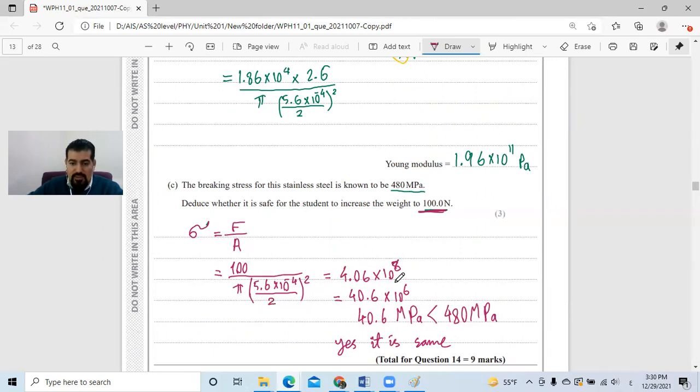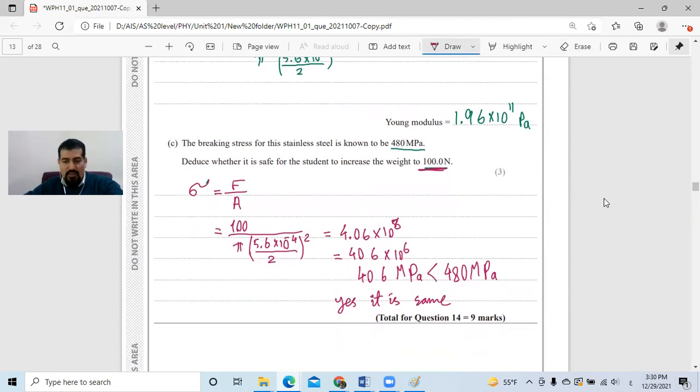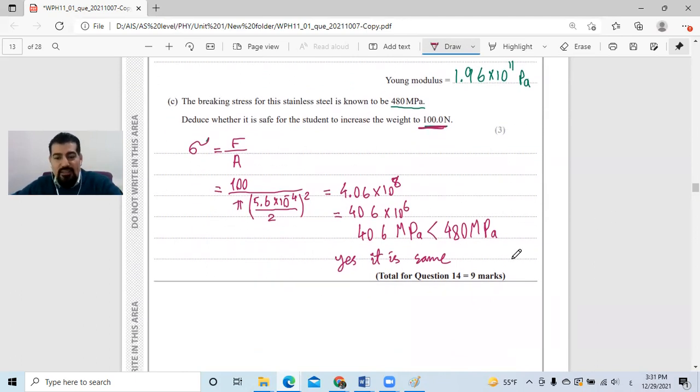That means it will be 406 megapascal. Thank you. Check your calculator again. Okay, you did it correctly, but you gave me the wrong answer. So it is safe, not same, safe. It is safe.